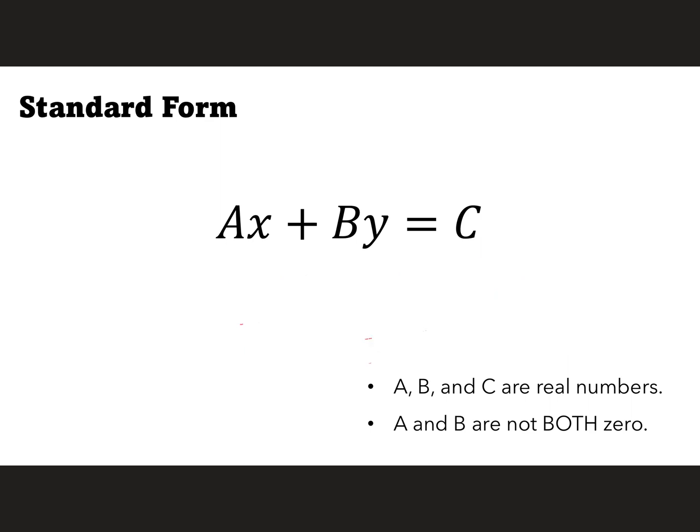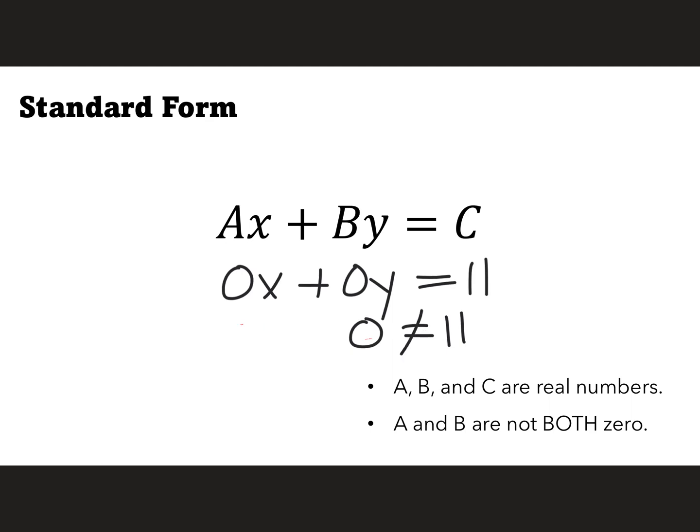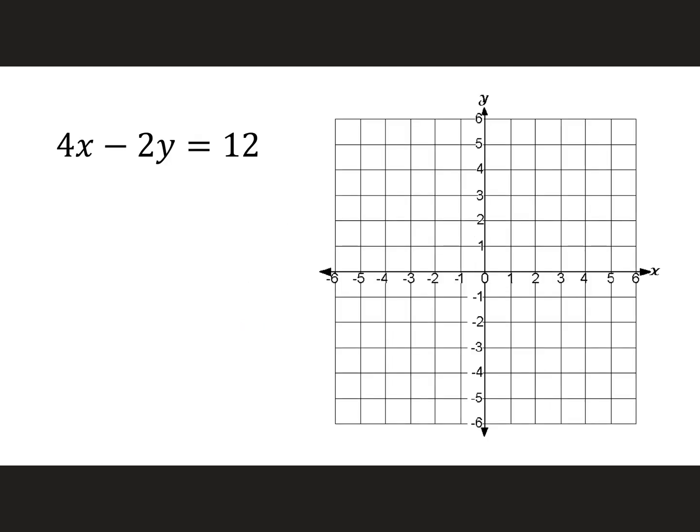Well, why? Well, check this out. If this was 0, and this was 0, and this was 11, what would we have? We would have 0 equals 11. My x's and my y's are gone. Now it's just an incorrect equation. So how do I graph standard form?